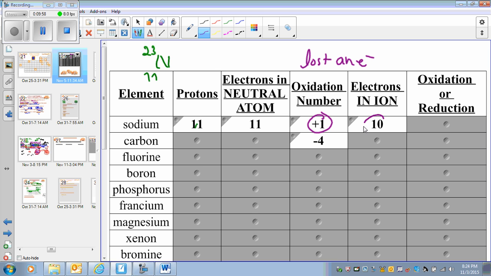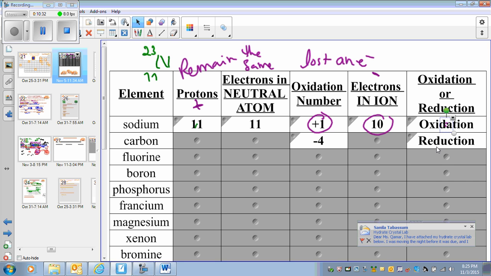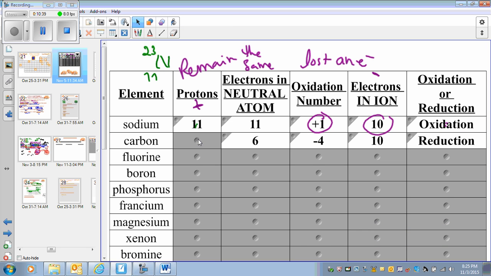The number of protons will never change. The number of protons always remains the same. So the number of protons is still 11, but electrons are 10. That is why you have an extra proton compared to the electrons. That's why it has a positive one charge. And that loss of electrons is called oxidation. If anyone gains electrons, like right here, it is called reduction. So gain of electrons is reduction, loss of electrons is oxidation. So this is how you do carbon. Go ahead and complete this table, and then we will go from there.